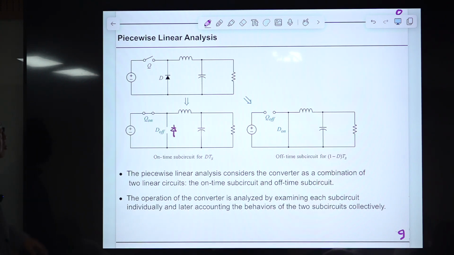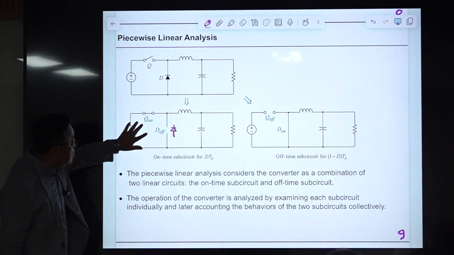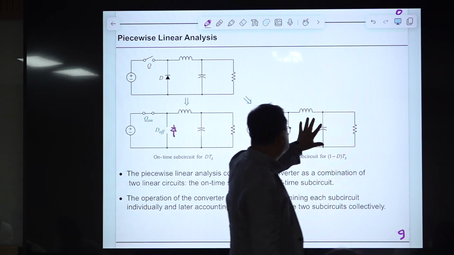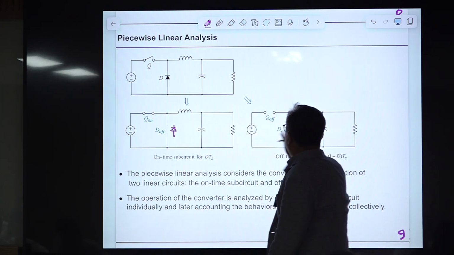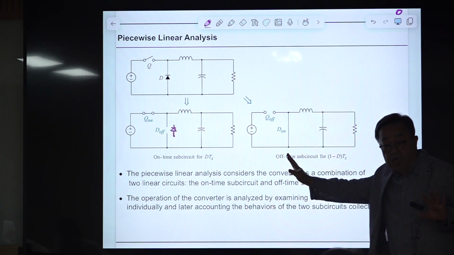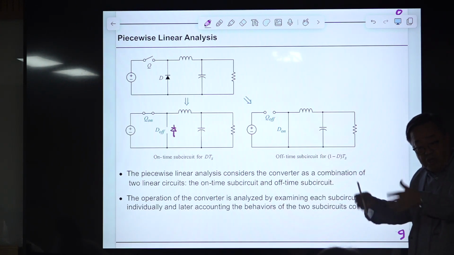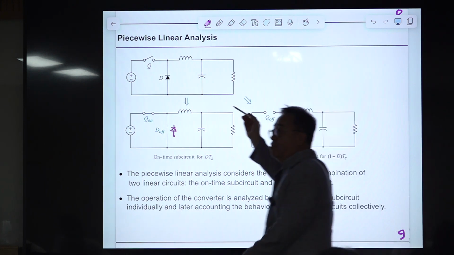So smart people will decompose these two different things. One is this one, a linear time invariant circuit. This is another linear time invariant circuit. So you study the characteristics of this, and you study the characteristics of this individually, and later on you put them together in terms of their circuit behavior. Somehow you connect them, and you have some understanding or comprehension about the overall behavior of the original circuit, which is the buck converter.